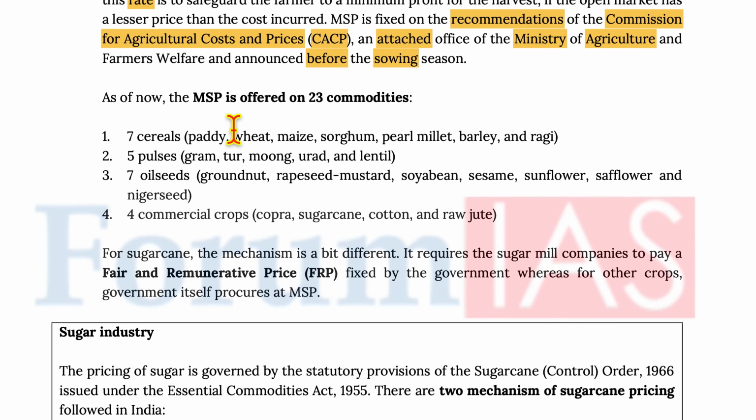As of now, MSP is offered on 23 commodities, which are 7 cereals, 5 pulses, 7 oilseeds, and 4 commercial crops. The commercial crops are copra, sugarcane, cotton, and raw jute. Oilseeds are groundnut, rapeseed mustard, soybean, sesame, sunflower, safflower, and niger seeds. Pulses are gram, tur, moong, urad, and lentil. Cereals include paddy, wheat, maize, sorghum, pearl millet, barley, and ragi.